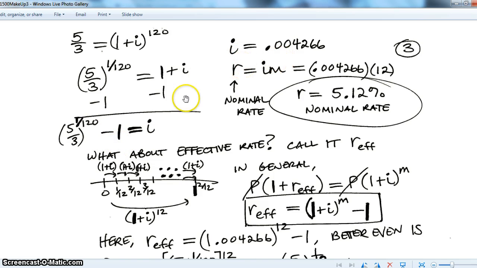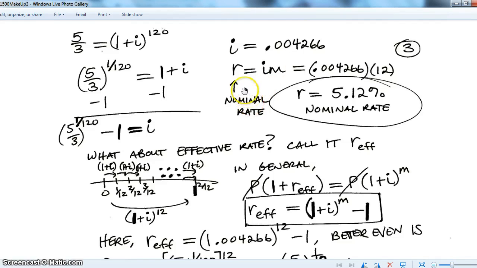If you plug this into a calculator, you have to enter 5/3, use the caret symbol, or sometimes it's y to the x, whatever the button is for exponentiation, which takes one number to another power. Then subtract 1, and you should get roughly 0.004266. So a little over 4/10 of 1%. Now, you have to remember this is the interest rate per compounding period. This is not per year. This is per compounding period, which for us was months.